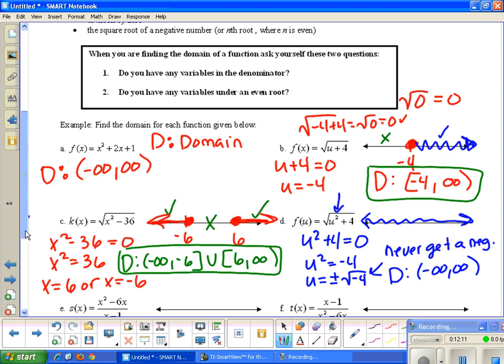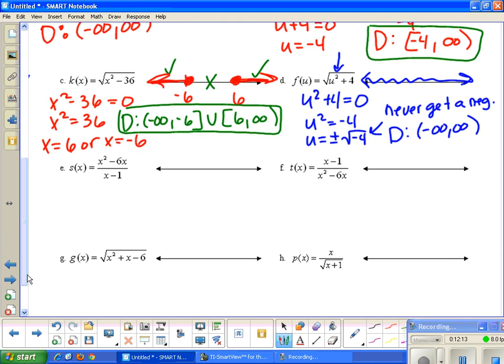So let's keep on going. Let's do some harder ones. For this next one, again, ask yourself those two questions. Do I have any variables in my denominator? Yes. Do I have any variables underneath a radical? No. So now I'm only concerned with things that can make my denominator 0. So how do I solve these problems?